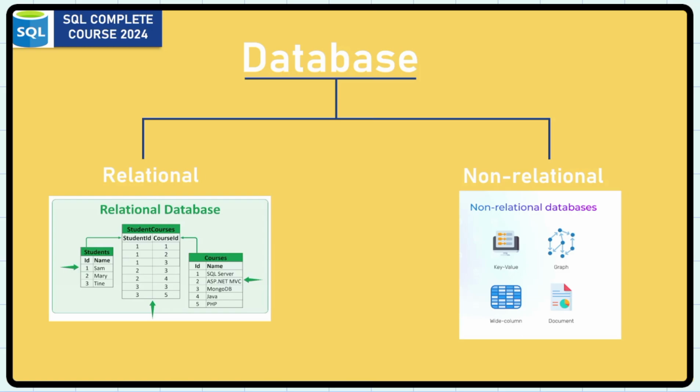The second one is the non-relational database. So here all the data is saved in key-value pairs or maybe in graph values, which is used by Facebook and Instagram, and maybe in wide-column or document-based stores, which is in MongoDB, right?